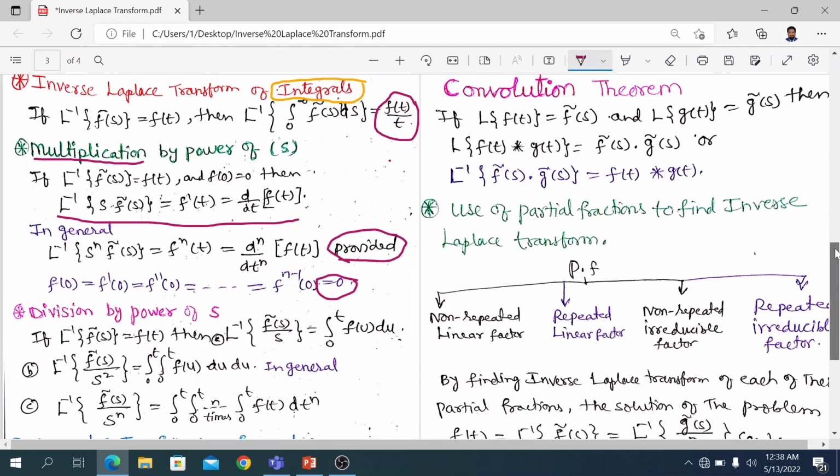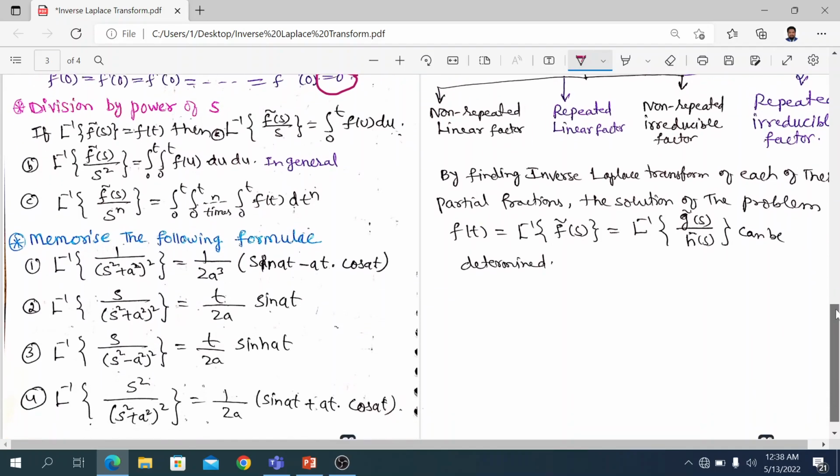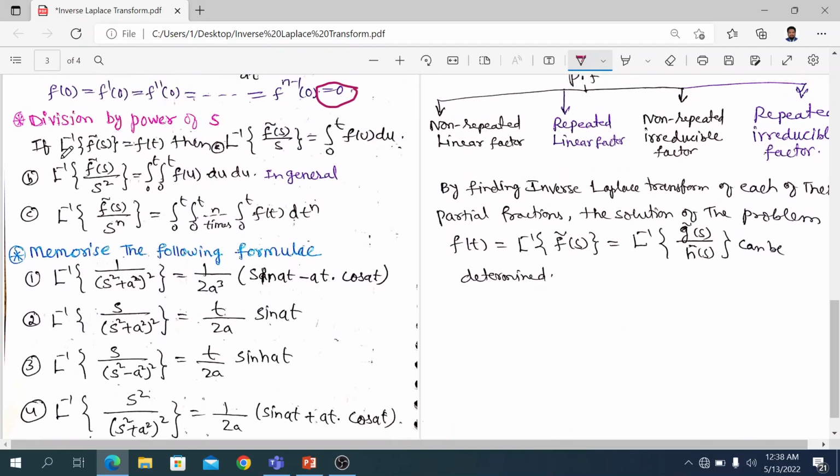Next, division by power of s. If we already know that Laplace inverse of F of s is equal to f of t, then Laplace inverse of F of s by s is equal to integration 0 to t f of u du.